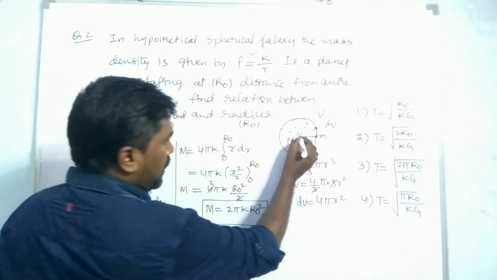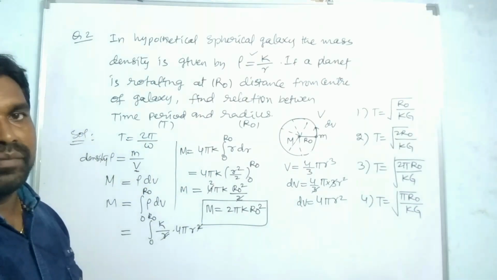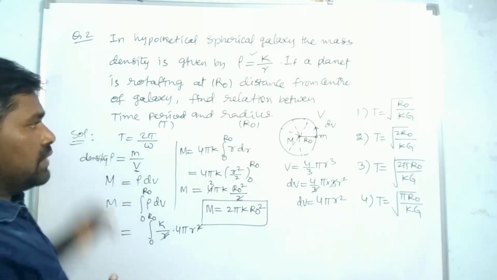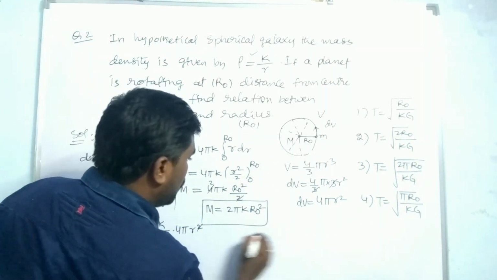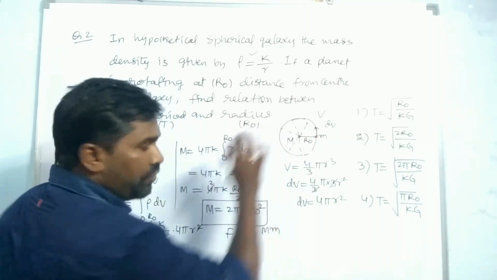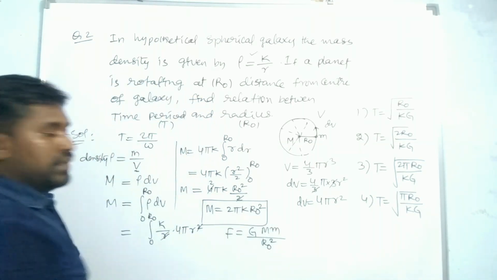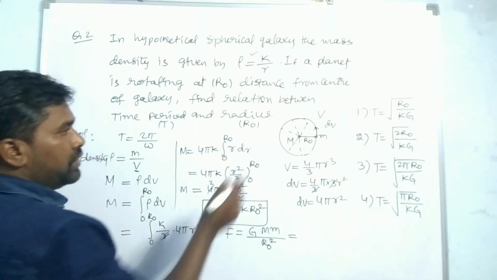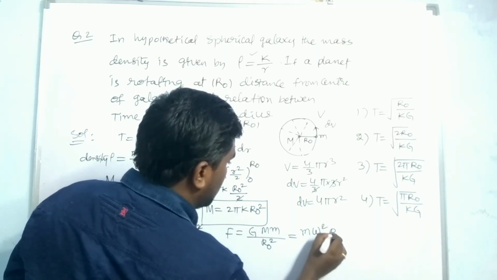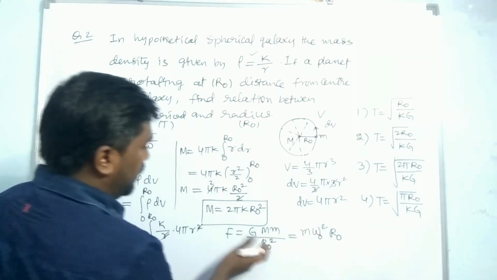So for the mass of the galaxy, capital M, if a particle is moving at some distance, then these two particles are separated by some distance. By this we can write that the force acting between these two is G into M1 M2 by r square, the gravitational force. R is nothing but r naught. It is equal to the centripetal force acting between these two bodies, that is m omega naught square r naught. So this is the basic formula you have to find here.